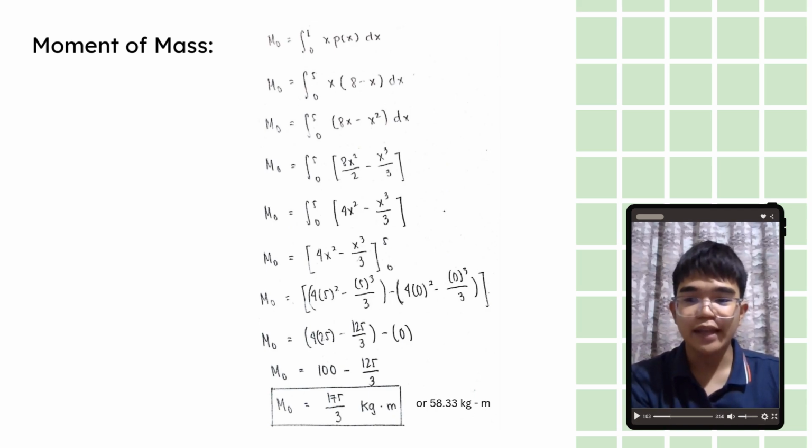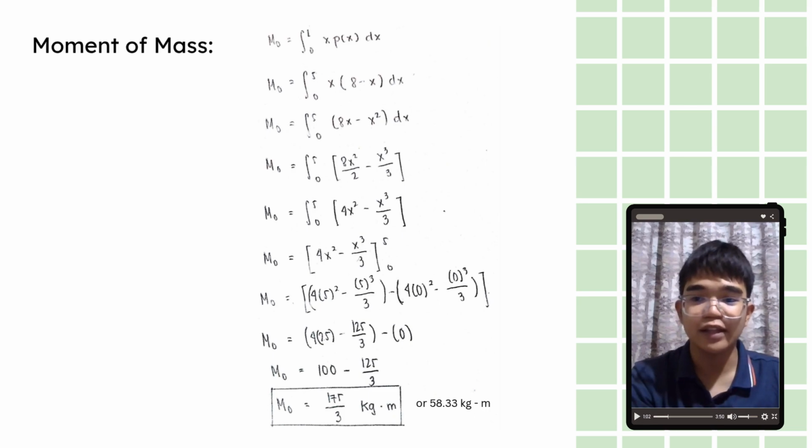That will give us 8x squared over 2. We can simplify it, and that would become 4x squared minus x cubed over 3. Once we have the antiderivative of the function, we write it inside the bracket with the upper limit 5 and the lower limit 0 on the right side. Now we substitute in the upper limit 5 and subtract the lower limit 0. So we have 4 times 5 squared minus 5 cubed over 3 in the upper limit, minus 4 times 0 squared minus 0 cubed over 3 in the lower limit.